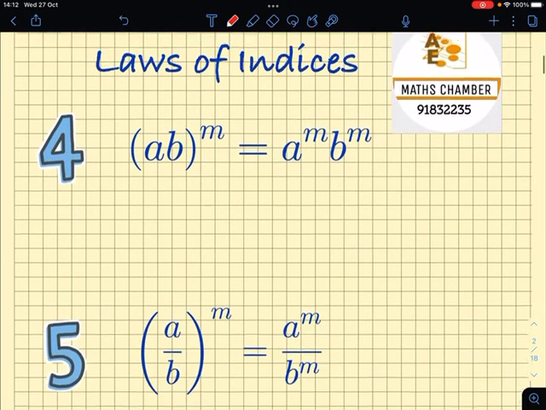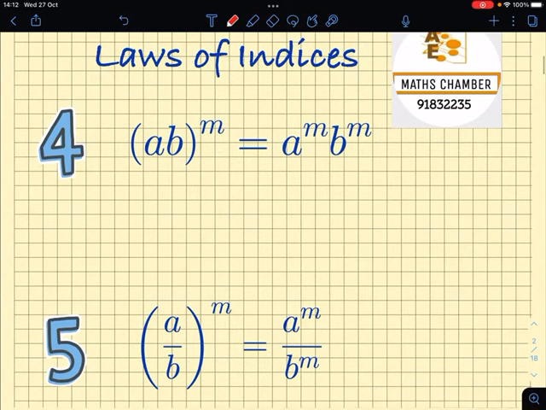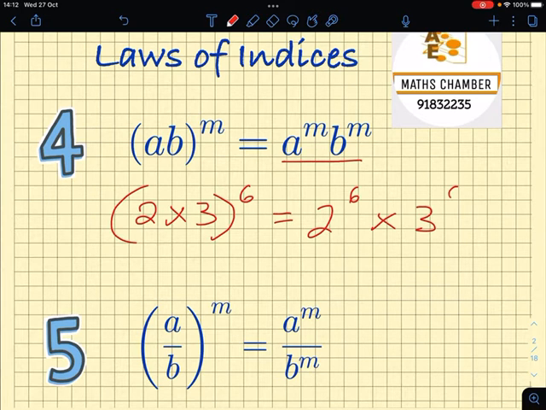All right, the next one is ab, and the m is outside. You can always expand it. It means a to the power of m, b to the power of m. So let's say it's 2 times 3, all to the power of 6. That means it will be 2 to the power of 6 times 3 to the power of 6. Done deal.